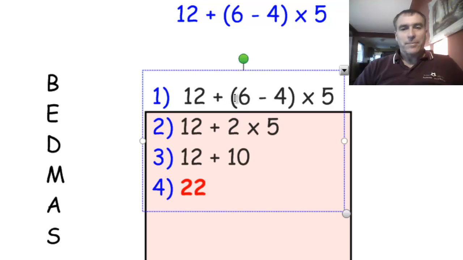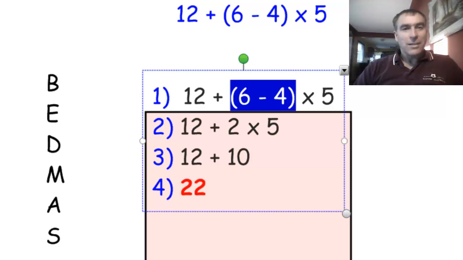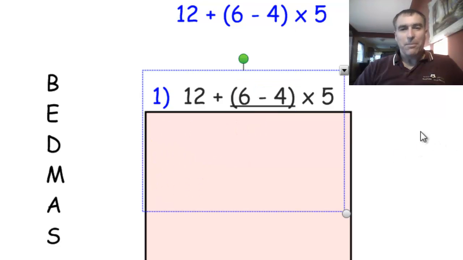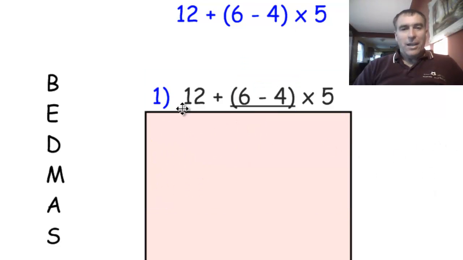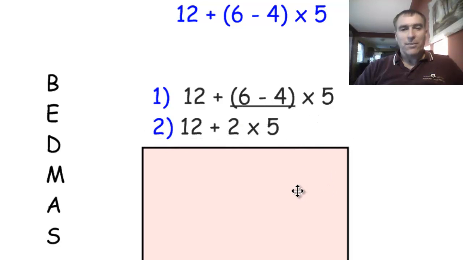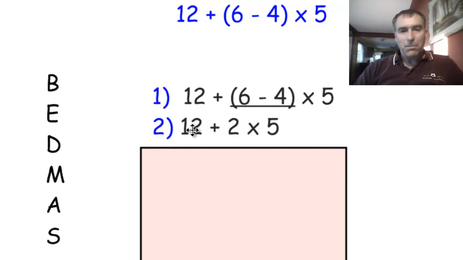So ignore the fact that you can see the answer. And you're going to underline that part, okay? And that tells you that that's what you're going to answer in the next part. So you write 12 plus 6 minus 4 times 5. And so the second part, we just write the rest of the question, 12 plus, and then we replace the bracket. We replace the part that we've underlined, and we answer it and put it into the question.